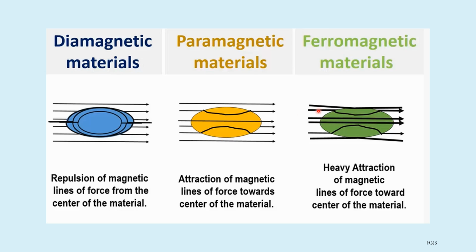Then in the case of ferromagnetic materials, if you place them in the magnetic field, then you can see the heavy attraction of magnetic field lines of force towards the center of the material. These magnetic field lines will be attracted towards the center of the material.